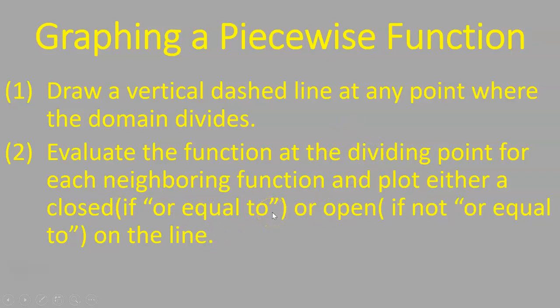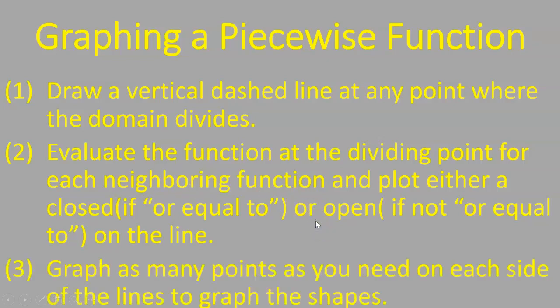So we're going to evaluate each piece, even the piece it doesn't belong to, so that we can see where it comes off of that dashed line. We'll see an example in a minute to clarify. And then we're going to graph as many points as we need to on each side to graph the shapes on each side of that dashed line.